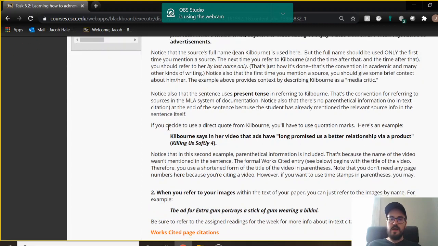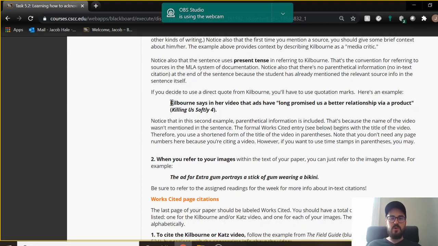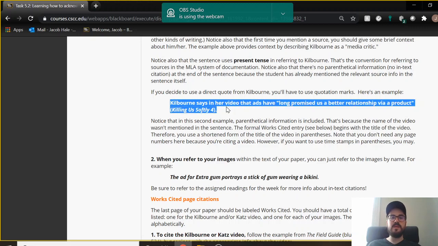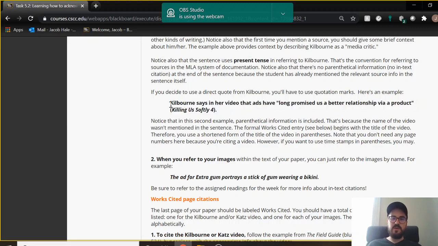Moving on here, if you are going to quote from a source, it will look a little bit something like this. So Kilbourne says in her video, so that's a signal phrase. It's telling us where the information is coming from. That ads have, quote, long promised us a better relationship via a product, end quote. So we have our signal phrase and we have our quote.